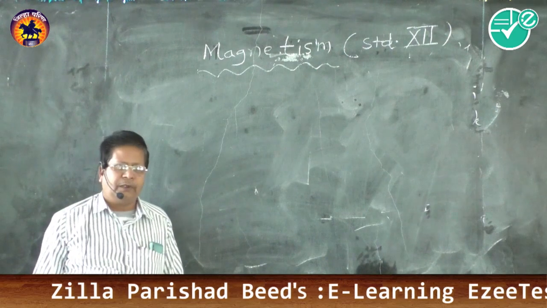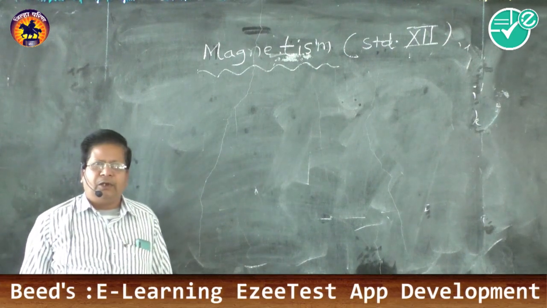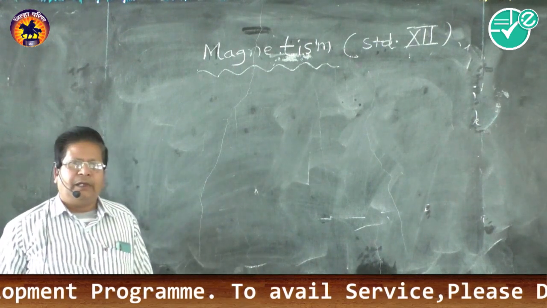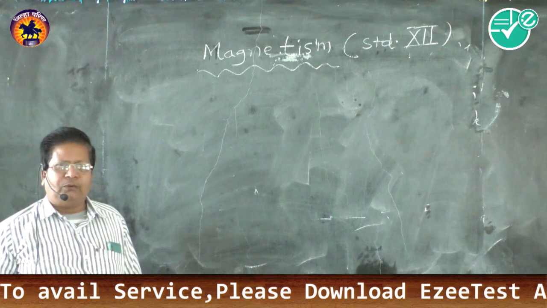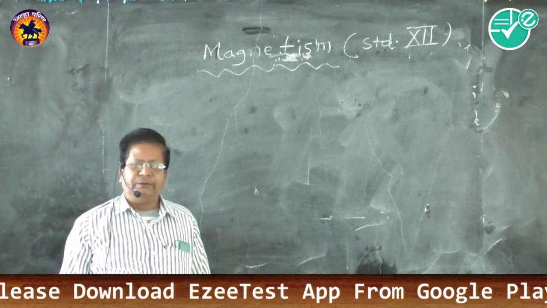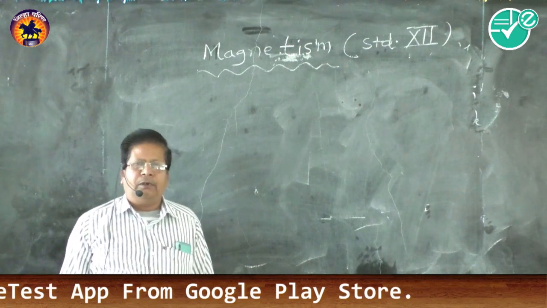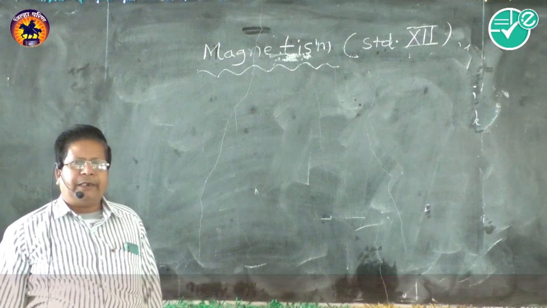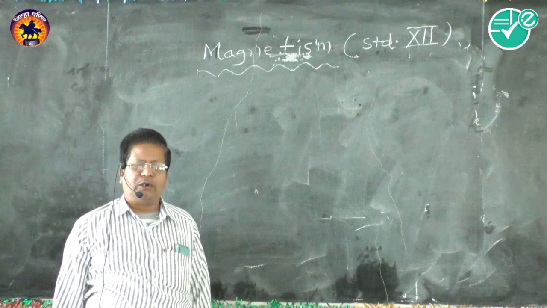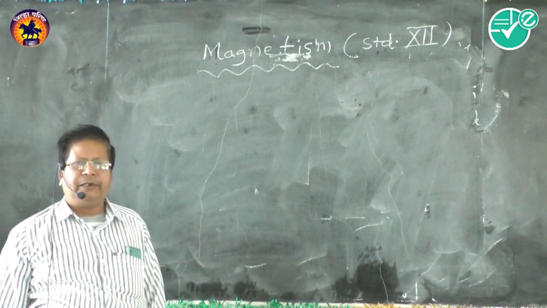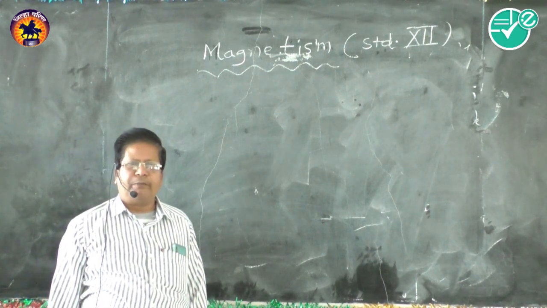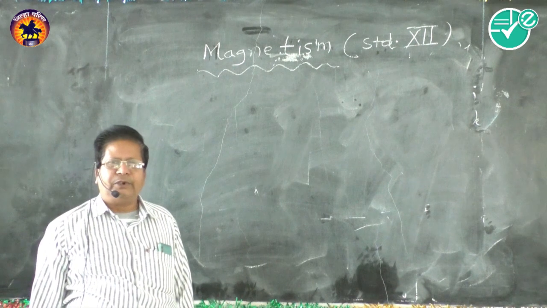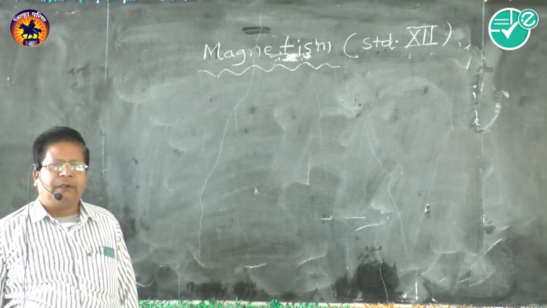Dear students, in 11th standard, we have already studied the topic magnetism, in which we learn about the properties of a magnet, magnetic dipole, pole strength, magnetic dipole moment, magnetic induction at a point along the axis of a short magnetic dipole, magnetic induction at a point on the equator of a short magnetic dipole, torque acting on a bar magnet placed in a uniform magnetic field, and terrestrial magnetism.